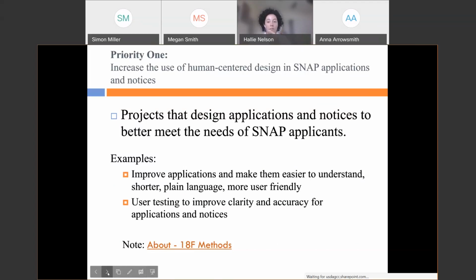Human-centered design, also referred to as user-centered design, is a methodology that incorporates feedback from the people for whom you are designing throughout the design process. The goal of human-centered design is to end up with a solution that is tailored to meet people's needs with little wasted effort and reduced risk. Specific projects could include making applications easier to understand, shorter, or more user-friendly, or conducting user testing to make notices or application questions more applicable to the client and reduce errors.